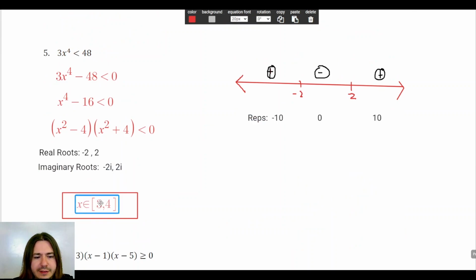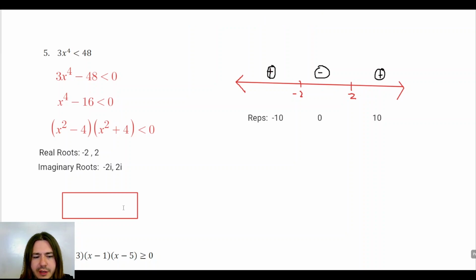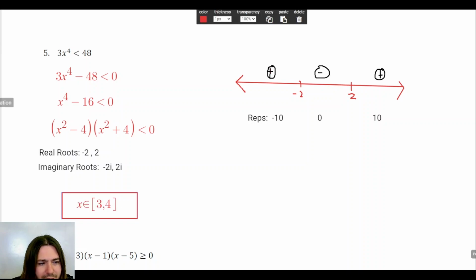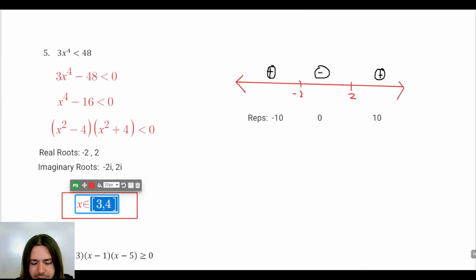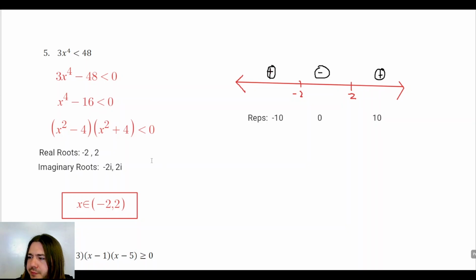So yeah, we got x is an element of the set, and then the set would be all the values in between negative 2 and 2. There we go. Okay, there's number 5.